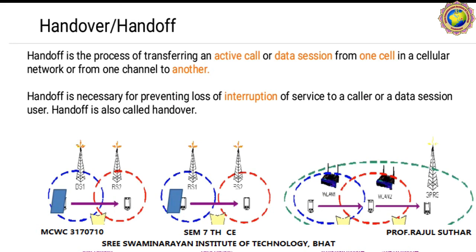Handoff is the process of transferring an active call or data session from one cell in the cellular network to another, or from one channel to another channel. Handoff is necessary for preventing the loss of service to the caller or the data session. Handoff is also called handover.